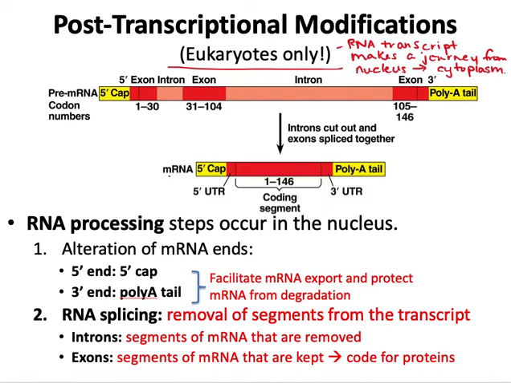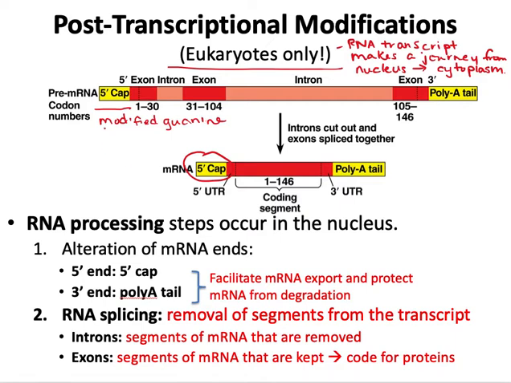The first thing that will happen is the addition of a 5' cap right here. This 5' cap is a modified guanine nucleotide that is added to the 5' end of the transcript. Or in eukaryotes, we'll call it a pre-transcript.